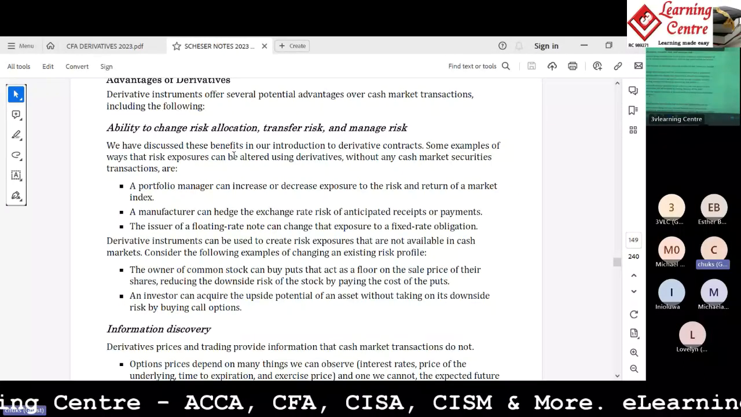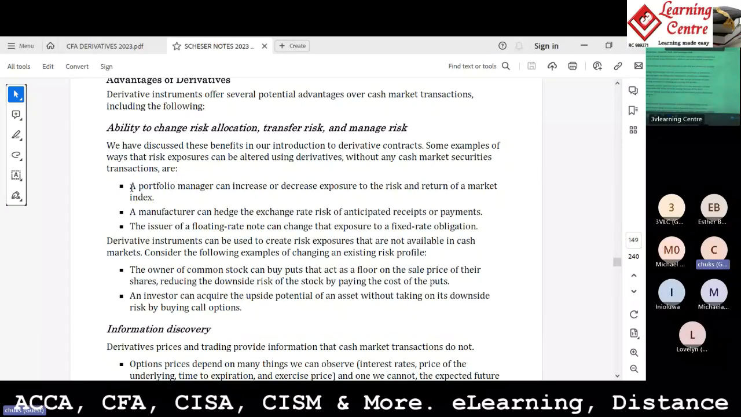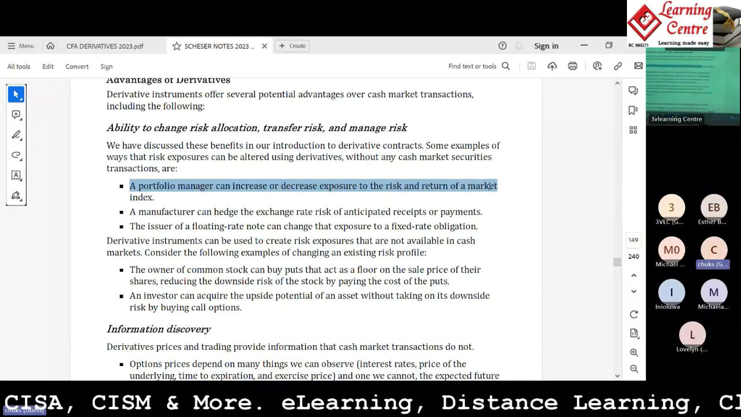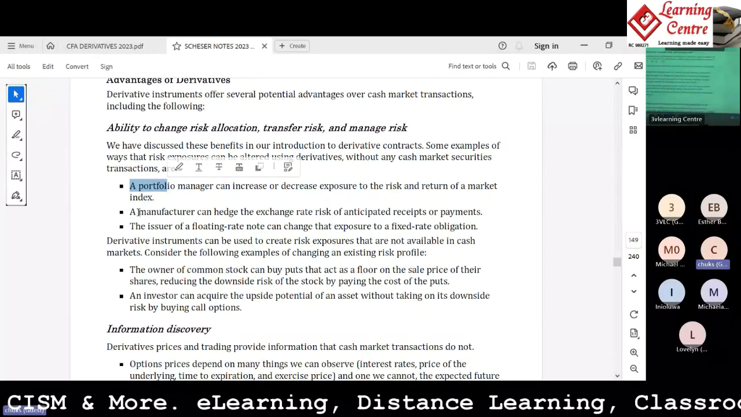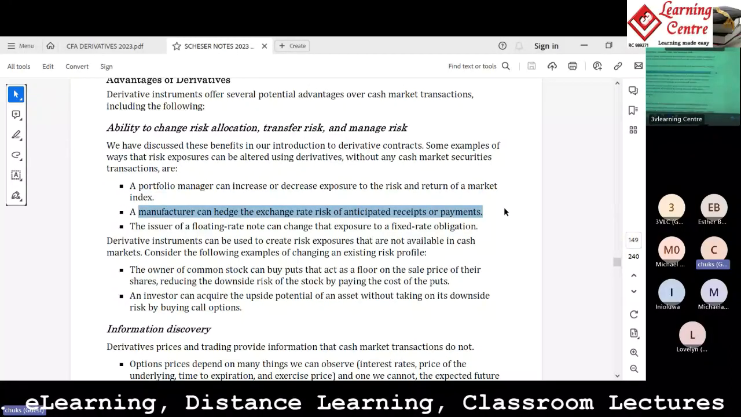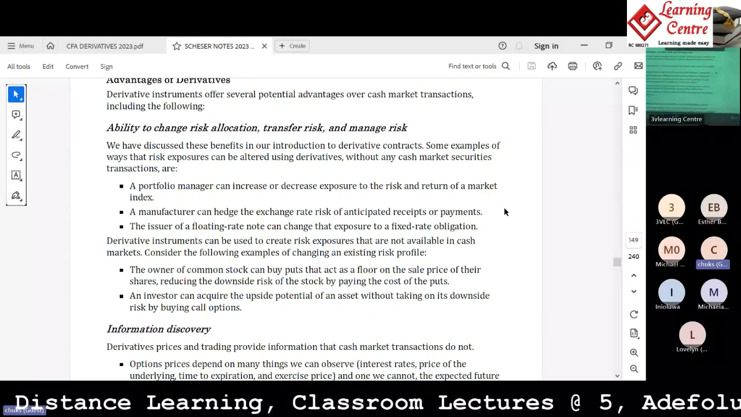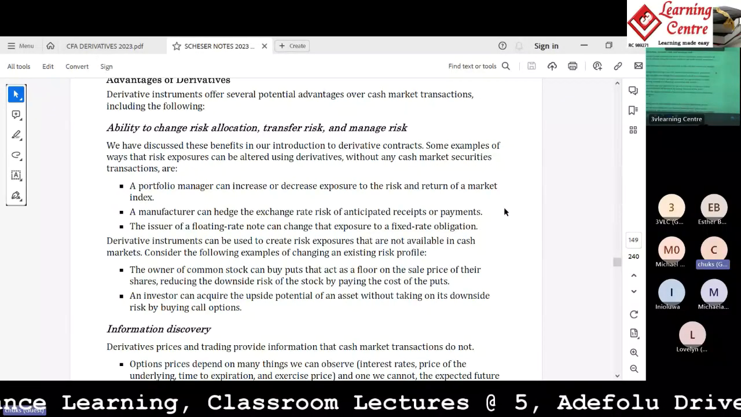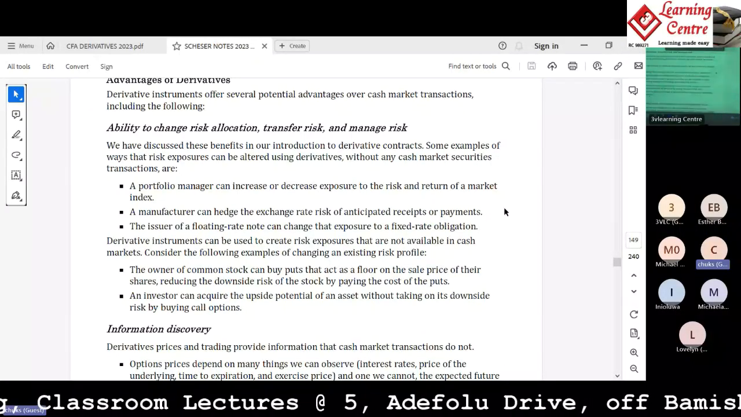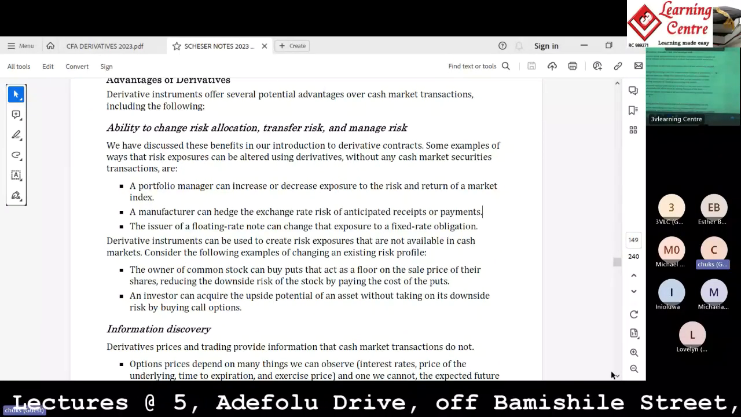Some examples of ways that risk exposure can be altered using derivatives without any cash market securities are: the portfolio manager can increase or decrease exposure to the risk and return of a market index. Manufacturer can hedge exchange rate risk. We've spoken about this one. This is the one we used examples for. That we said you are getting money in one currency and you are in a different country. How do you hedge that difference? What do you do to ensure that you minimize or eliminate the risk of that exchange?